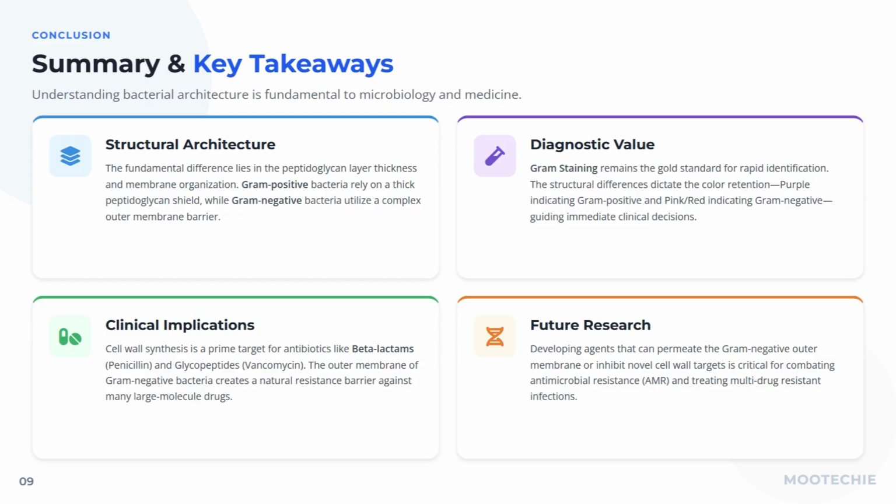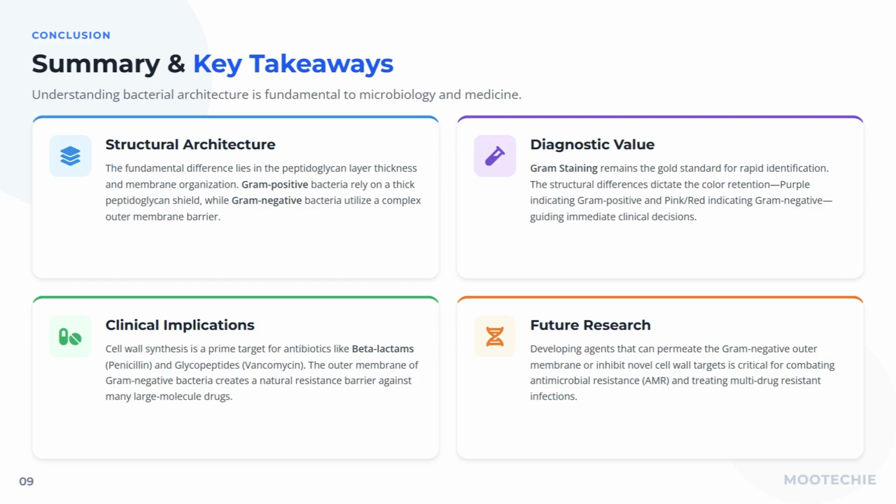Diagnostic value. Gram staining remains the gold standard for rapid identification. The structural differences dictate the color retention, guiding immediate clinical decisions. In a matter of minutes, this simple test tells a clinician a tremendous amount about the likely cause of an infection and what drugs might work first.